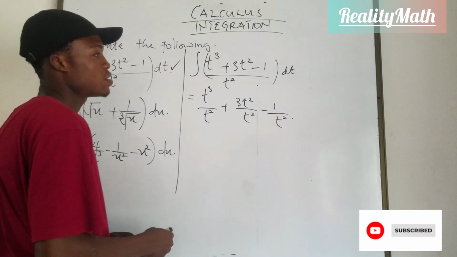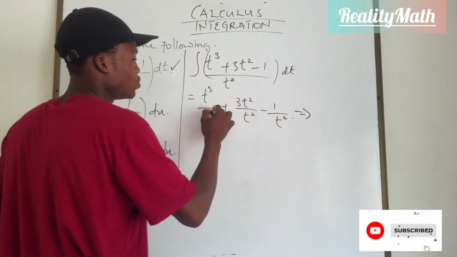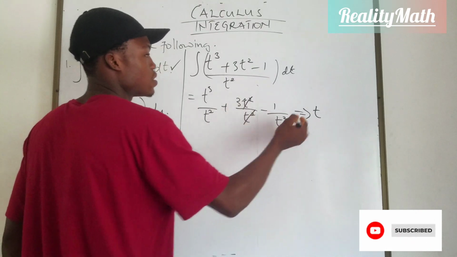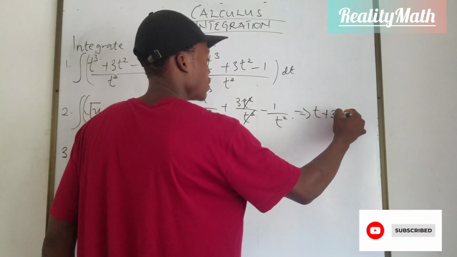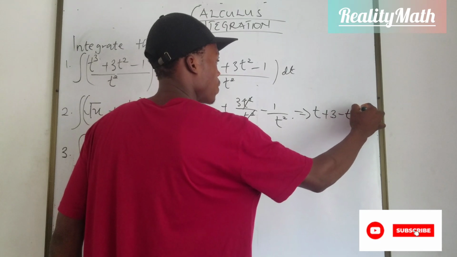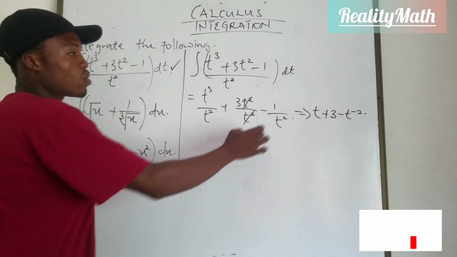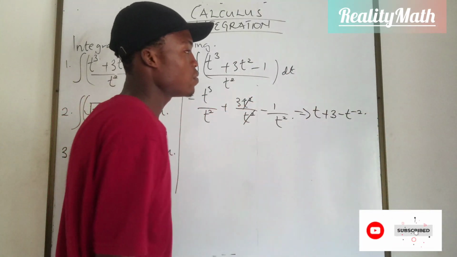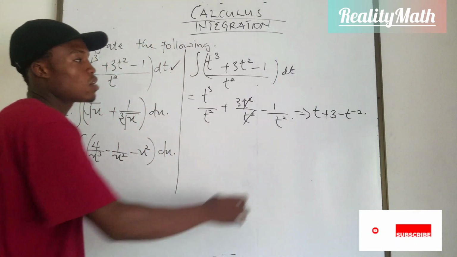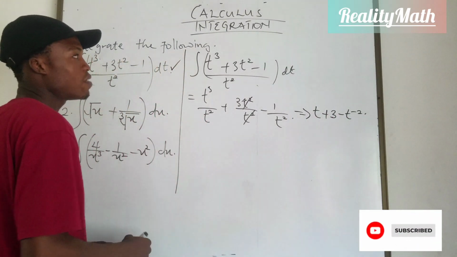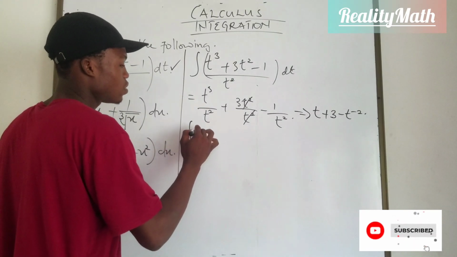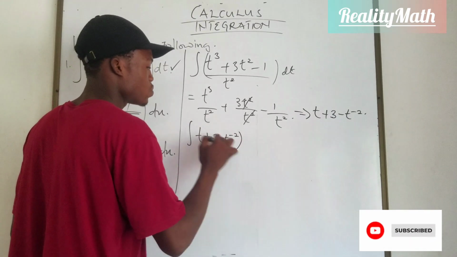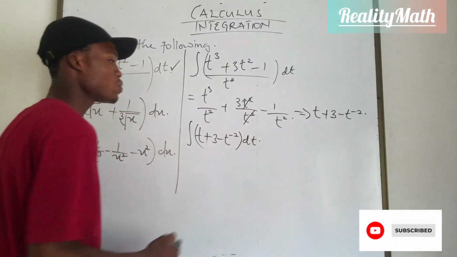And from your indices, you know that this whole thing will now change to t, the t squared cancels this, so 3t plus 3 minus t to the power minus 2. Right? Simple. Because it's a denominator, we swap it to the numerator, negating the exponent, making t to the power minus 2. So this is what we are now going to integrate. Our function now changed to the integral of t plus 3 minus t to the power minus 2 dt.